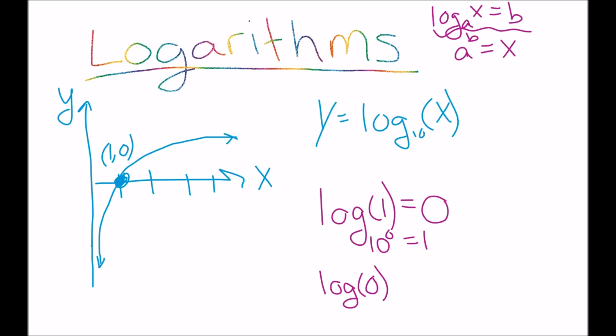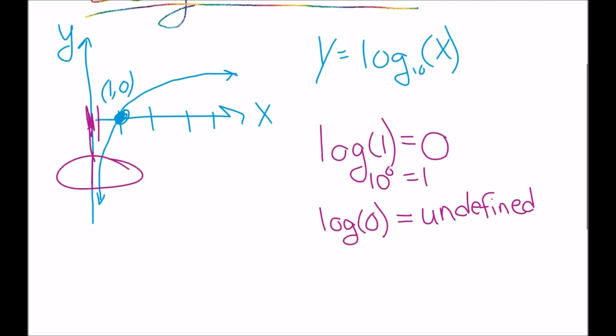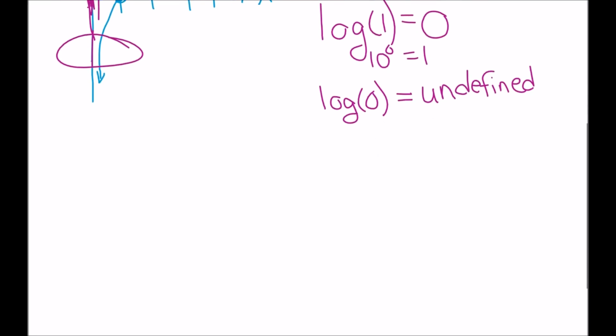For the next one, though, it's a little more confusing. Log of 0 is actually undefined. This one takes a little more thought to understand. Basically, it has to do with how the log never actually reaches the value of x equals 0 anywhere. That's why it's undefined. If you just memorize those values, I find it's pretty straightforward.